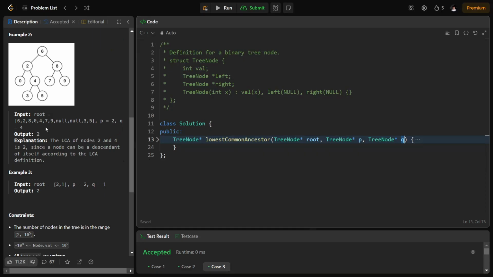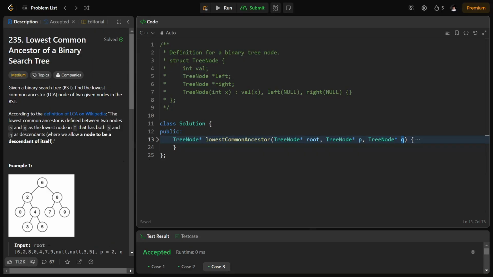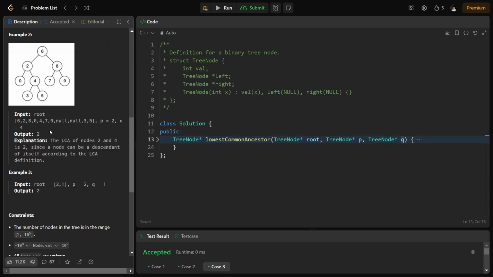In this case, P is 2 and Q is 4. One more thing: we allow a node to be a descendant of itself, or in other words, a node can be an ancestor of itself, right? The LCA is defined between the two nodes P and Q as the lowest node in T that has both P and Q as descendants, where we allow a node to be a descendant of itself. So here we are talking about these two nodes, and the lowest common ancestor is 2 itself, because we can consider the same element as an ancestor or descendant of itself. So we return 2.